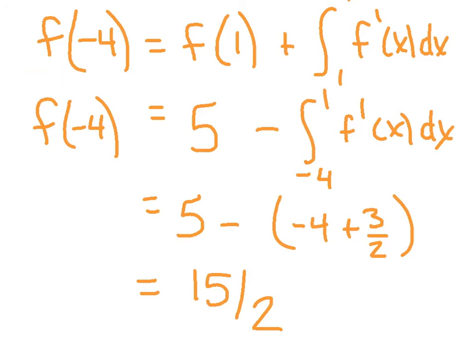I've got my f of negative 4 equals, I want to stress this is the initial value, plus the integral from the initial value on the bottom to 5 of f prime of x. So you'll notice that my bounds were backwards, so I switched and pulled out a negative. So I've got negative 4 minus 3/2. I distributed that negative through, and I got a total of 15/2.